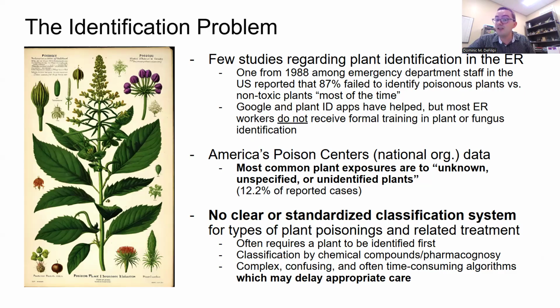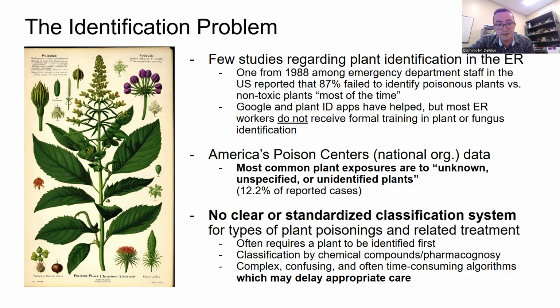Google and plant identification apps have helped, but again, most ER workers do not receive formal training in plant or fungus identification. And indeed, this is reflected in America's Poison Control Center's data. That's the National Organization for Poison Control Centers across the US. The most common plant exposures are exposures to unknown, unspecified, or unidentified plants, accounting for about 12.2% of reported cases of plant poisoning.